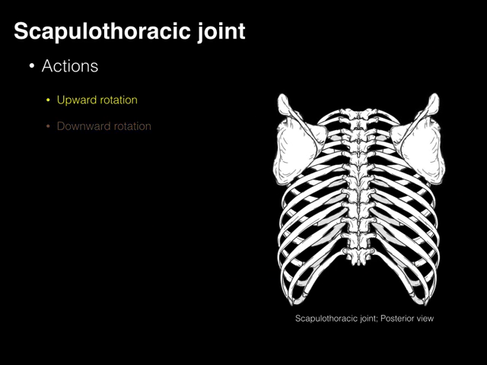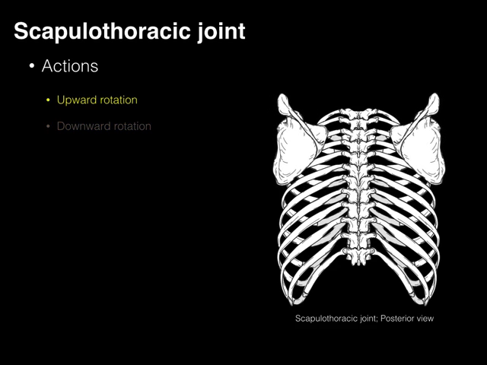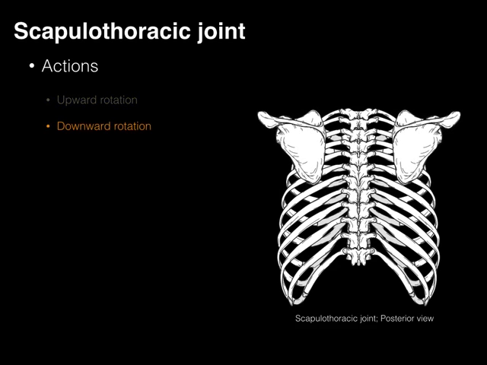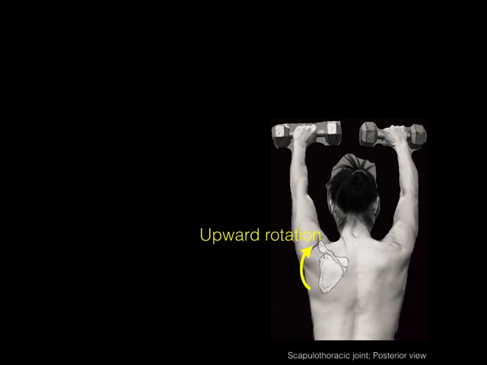So upward rotation, the scapula rotates up, or the glenoid cavity rotates up, and downward rotation, the glenoid cavity rotates down. Upward rotation, downward rotation. This helps especially when doing motions where you raise your hands above your head. Okay, so let's take a look at this picture when you raise your hands above the head. That's upward rotation, and downward rotation, they go back down.